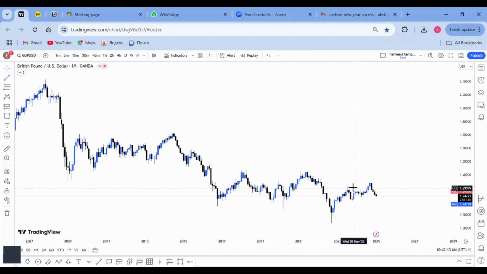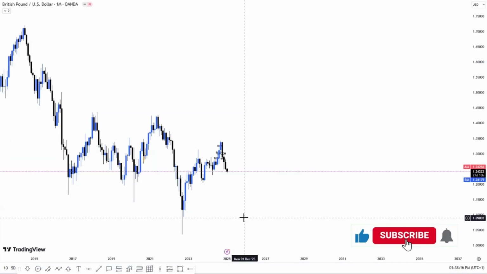So without wasting much of our time, let's move into the video. Now, this is a monthly time frame. On the monthly time frame, we are here to check the last month's candle, which is the month of December, which is a bearish candle.